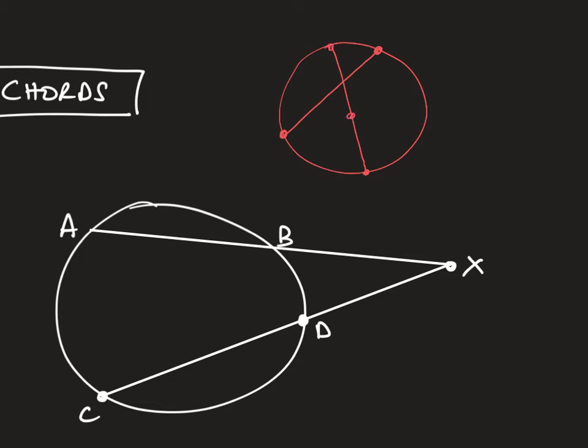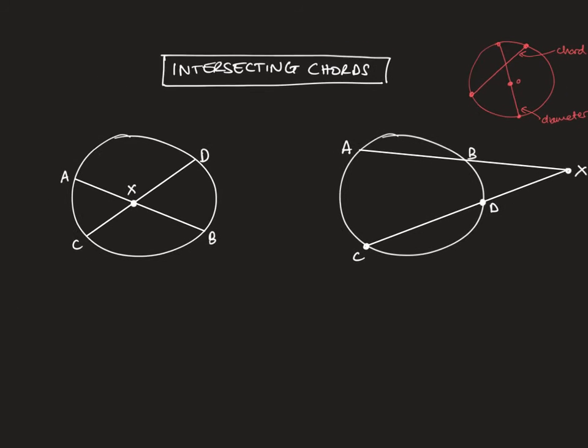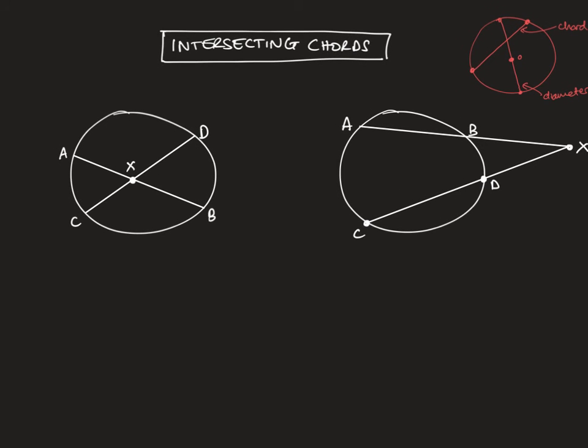Now, this one here, if it goes through the center O, is a special type of chord, and that would be called a diameter, whereas this one here is just a normal chord there. The two rules we're going to be looking at today are both to do with intersecting chords.